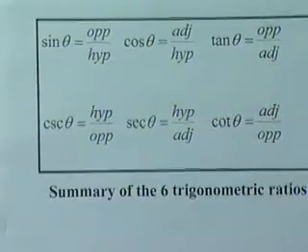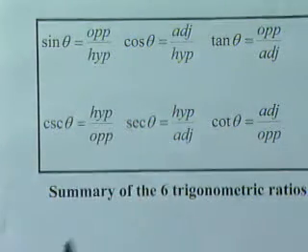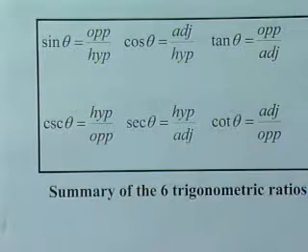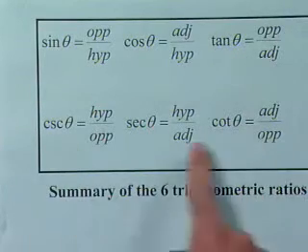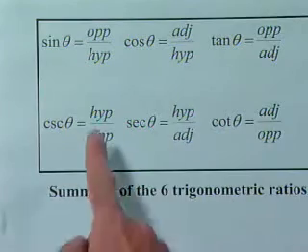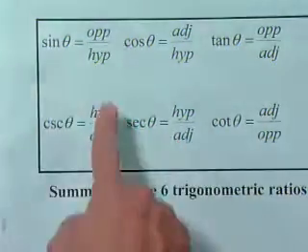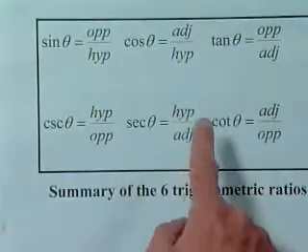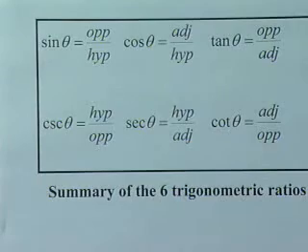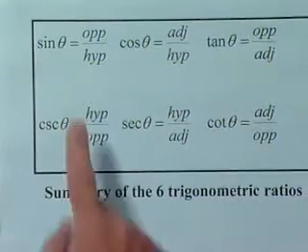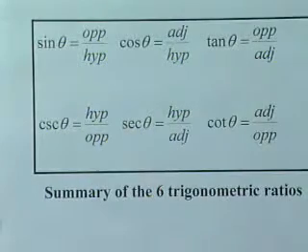So let's go through these again. Sine is opposite over hypotenuse, cosine is adjacent over hypotenuse, tangent is opposite over adjacent, and these others are just going to be reciprocals of sine, cosine, and tangent. We invert our fraction here. This is hypotenuse over opposite, hypotenuse over adjacent, and adjacent over opposite. So try to memorize these three, and then these three are just reciprocals.